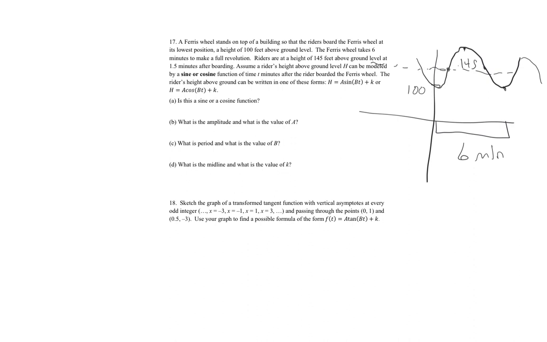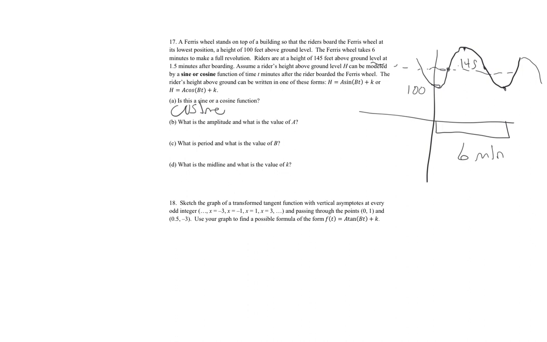So we're going to assume a rider's height above ground level h can be modeled by a sine or cosine function of time t minutes after the rider boarded the Ferris wheel. Okay, so is this a sine or a cosine function? Assuming there's no shifts, obviously you can rewrite sine in terms of cosine if you shift them by pi over 2. We're going to use cosine because at 0, it's 100 feet. It's at a minimum. So we're going to say cosine.